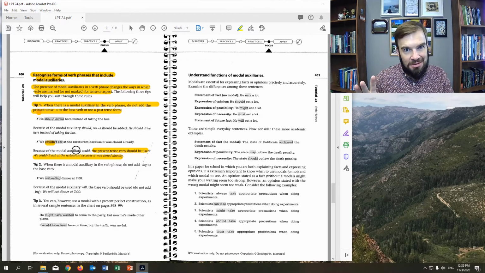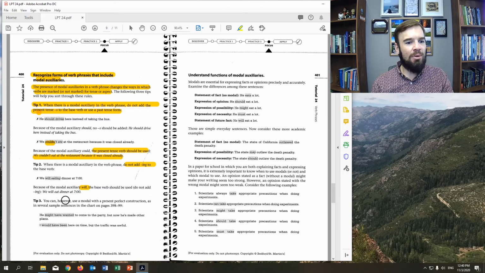You with me? If not, go back, rewind, reread. This is important. Hard, but important. Tip number 2. When there is a modal auxiliary in the verb phrase, do not add ing to the base form. So "we will eating dinner at 7" is wrong. Because of the modal auxiliary will, the base form should be used. Do not add ing. We will eat dinner at 7 o'clock.